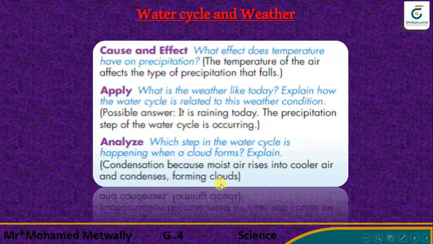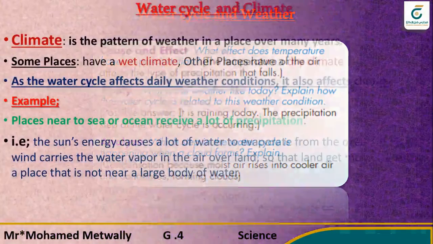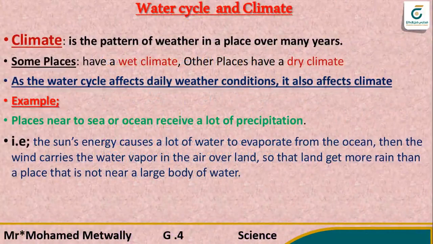Turning to another point of our today's lesson, which talks about the water cycle and climate. In the beginning, I'd like to define climate, and climate is defined as the pattern of weather in a place over many years. So the difference between climate and weather is very big. The weather represents the status of the day or the week, a short time. Unlike weather, the climate is the pattern of weather. The climate represents the status of the weather for the place over many years.